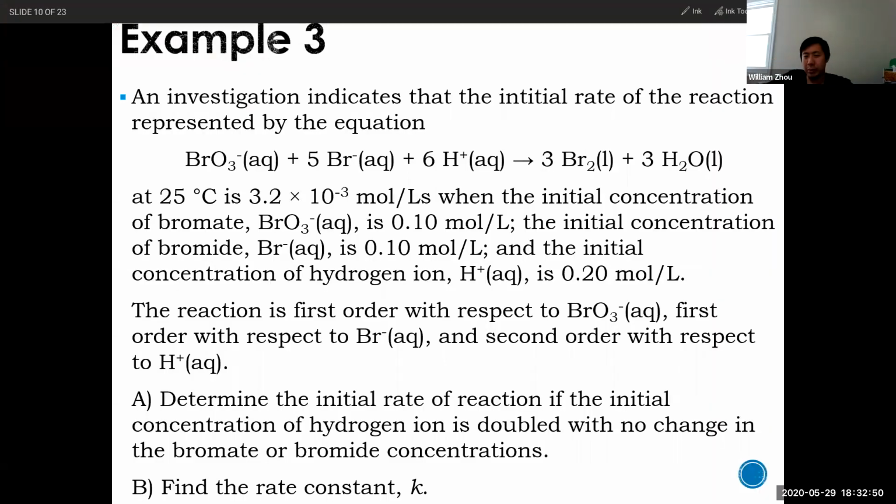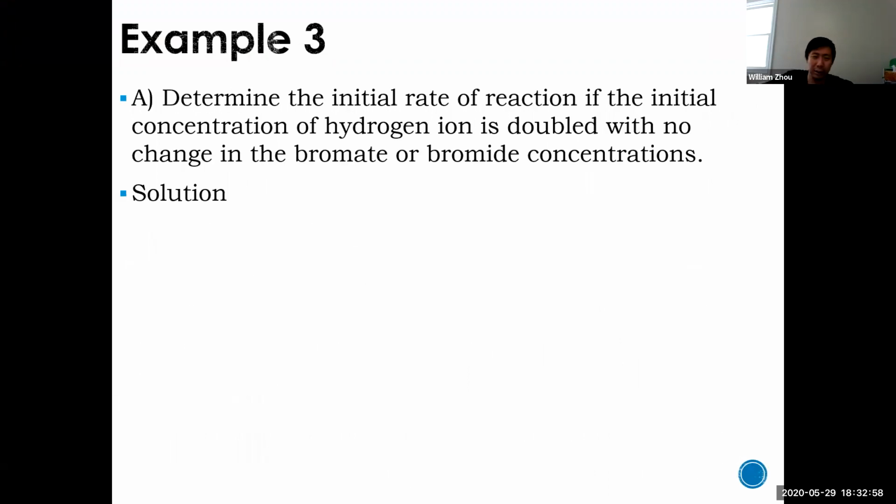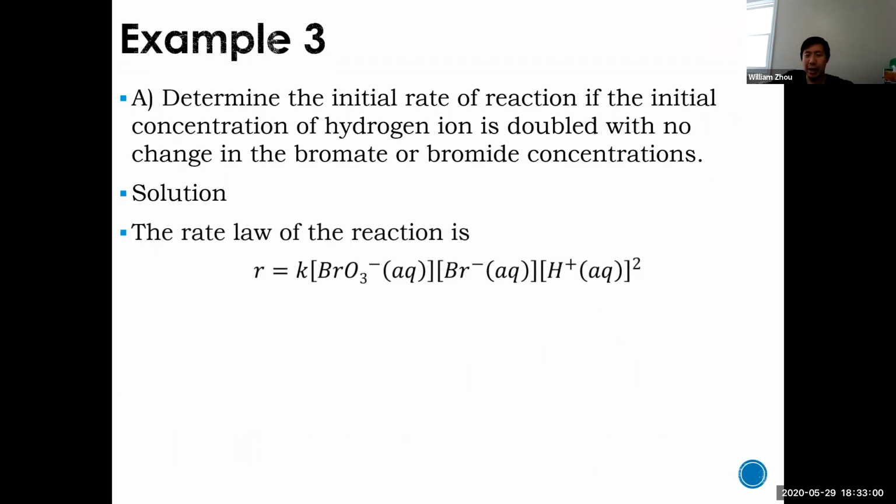All right, so to solve this problem, you just basically need to write down all of the numbers, and the answer should be very clear. So the first question asks you, what happens if you double hydrogen? Well, first of all, this is the rate law. How do I know that? Well, it said it was first order with bromate, first order with bromide, and second order with hydrogen, so this must be it. I raised hydrogen to the power 2 because it's second order.